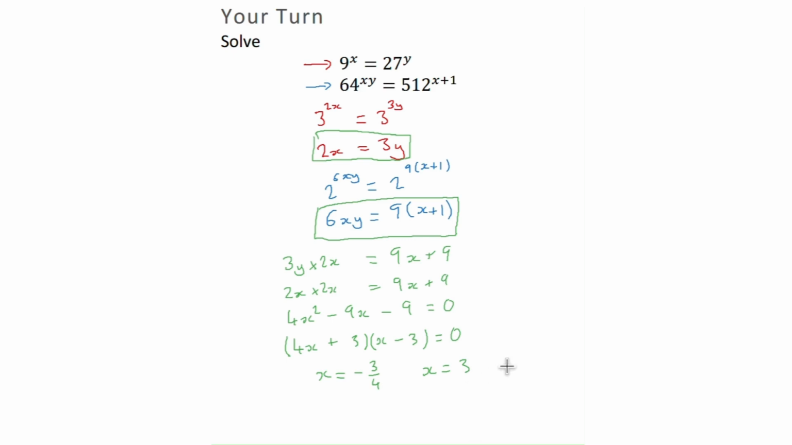And based on those values and this connection here, we can find y. When x is equal to negative 3/4, 2 lots of that would be negative 3/2. So y is going to be negative 1/2. And when x is equal to 3, we get 6, so y needs to be equal to 2. Two possible pairs of solutions here for this set of simultaneous equations.